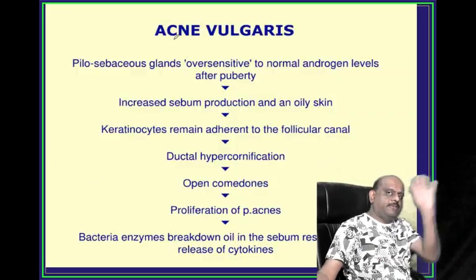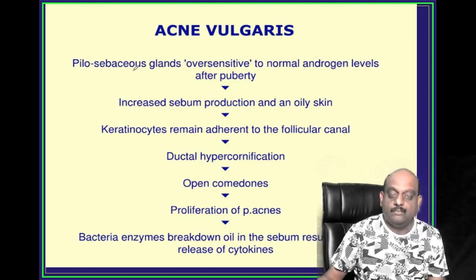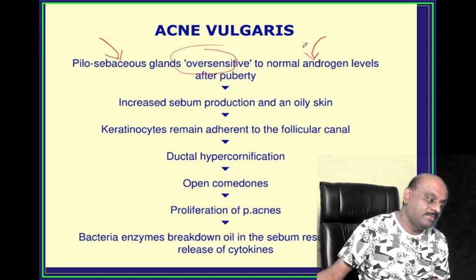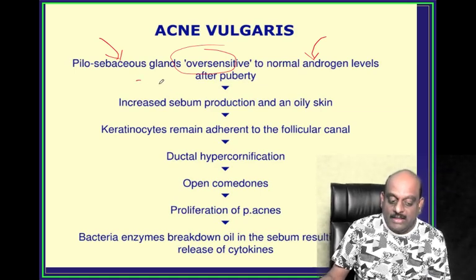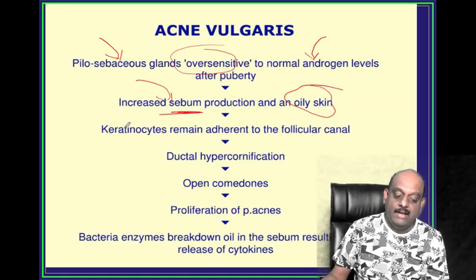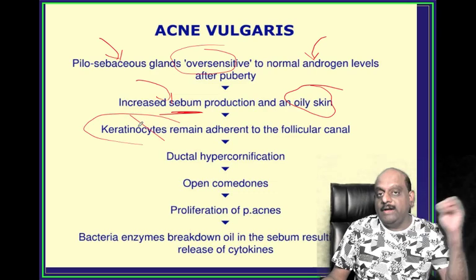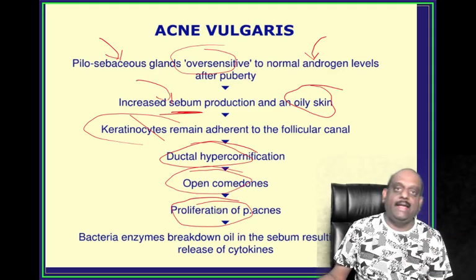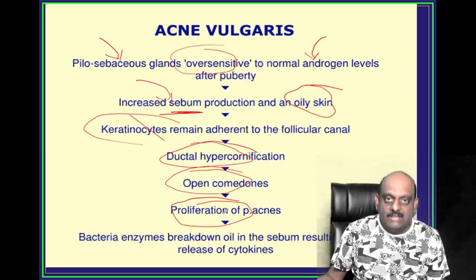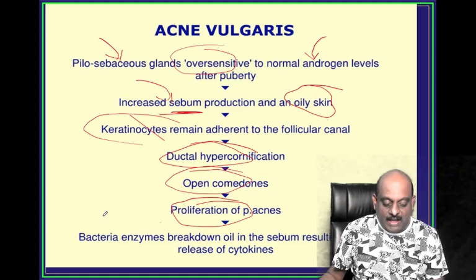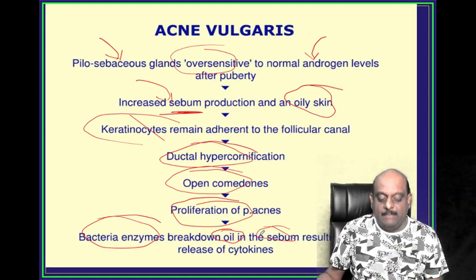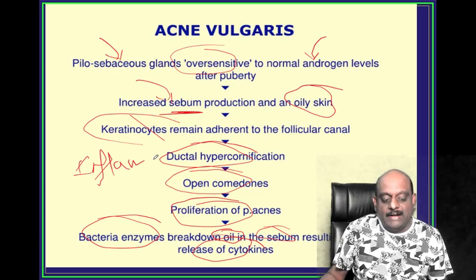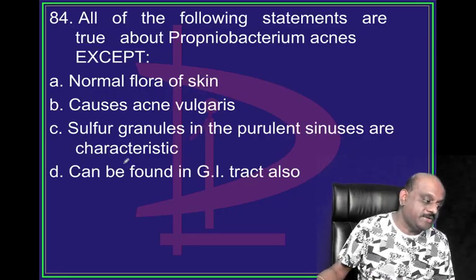Now, what is the whole pathophysiology of acne vulgaris, doctor? The pilosebaceous glands are oversensitive to the normal androgen levels after puberty. There's increased sebum production and oily skin. Keratinocytes remain adherent to the follicular canal, that leads to ductal hypercornification, that leads to open comedone and a proliferation of P. acnes, Propionibacterium acnes, and the bacterial enzyme will break down the oil in the sebum and that causes the release of cytokines, and that is the point where it becomes inflammatory. Acne is what you need to understand.